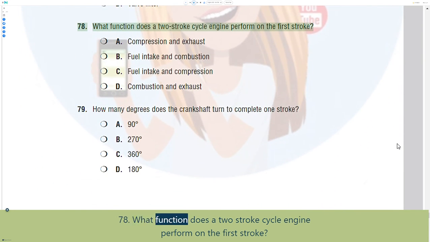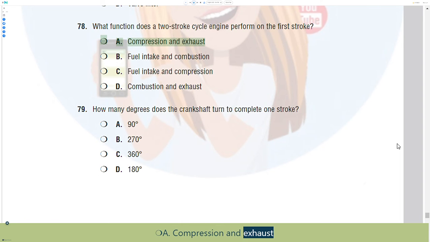78. What function does a two-stroke cycle engine perform on the first stroke? A. Compression and exhaust. B. Fuel intake and combustion. C. Fuel intake and compression. D. Combustion and exhaust.